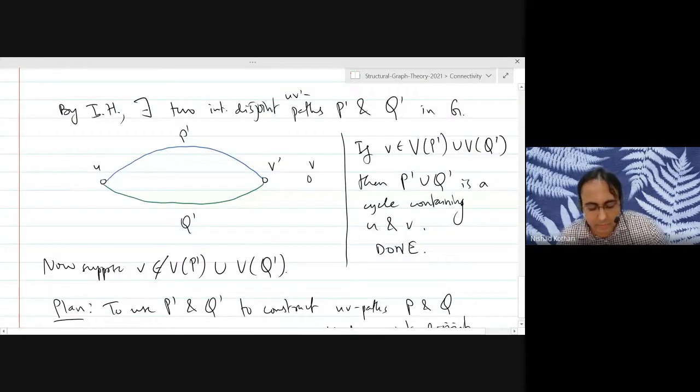So there is something that we haven't used so far. We have not used the fact that the graph does not have any cut vertices. We can use it in a more explicit way. So what we'll do is we will delete the vertex V prime, and in this graph, there is a path between U and V. Okay?